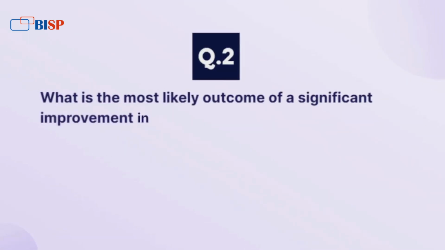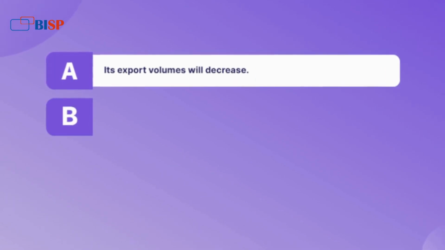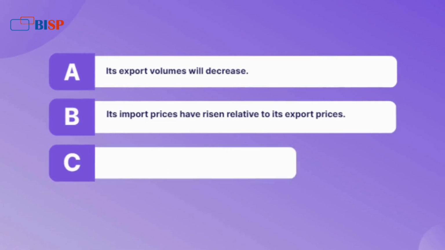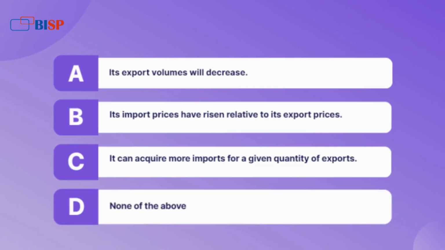What is the most likely outcome of a significant improvement in a country's terms of trade? A. Its export volumes will decrease. B. Its import prices have risen relative to its export prices. C. It can acquire more imports for a given quantity of exports. D. None of the above.